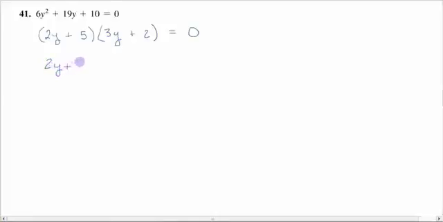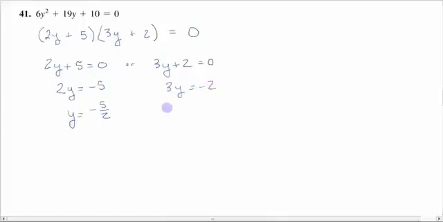And I get 2y plus 5 equals 0, or 3y plus 2 equals 0, because we have the zero product property. We have a 0 on one side and we have a product over here. So I'm going to subtract 5 from both sides here. I get 2y equals negative 5, and divide by 2. y is negative 5/2. I'm going to subtract 2 here, get 3y is negative 2, and then divide both sides by 3, get y equals negative 2/3.